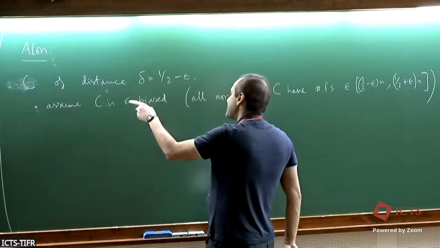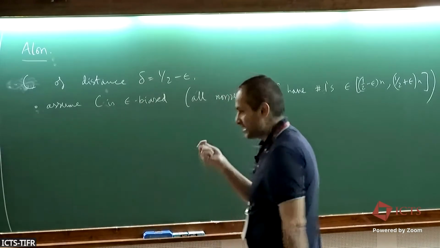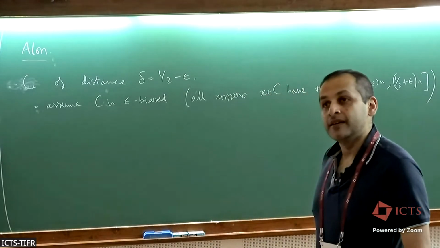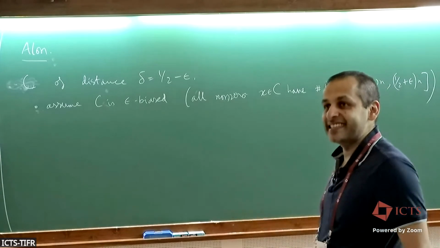But let me also say that there is a way of modifying this proof to also work for distance, but I won't do that now. It's just a little technical. Delta is the relative distance. Yeah, I often say distance for relative distance.